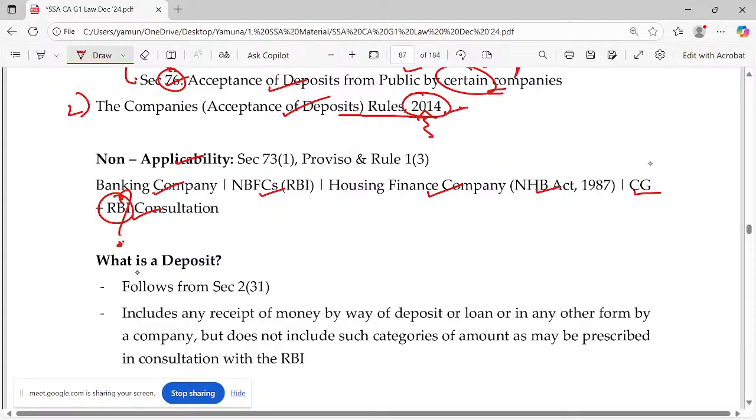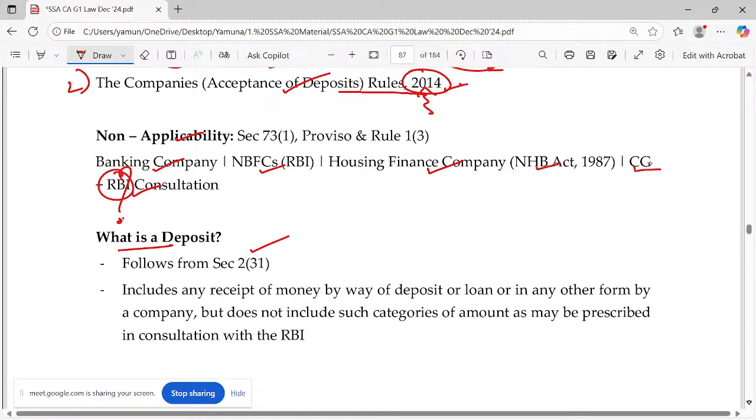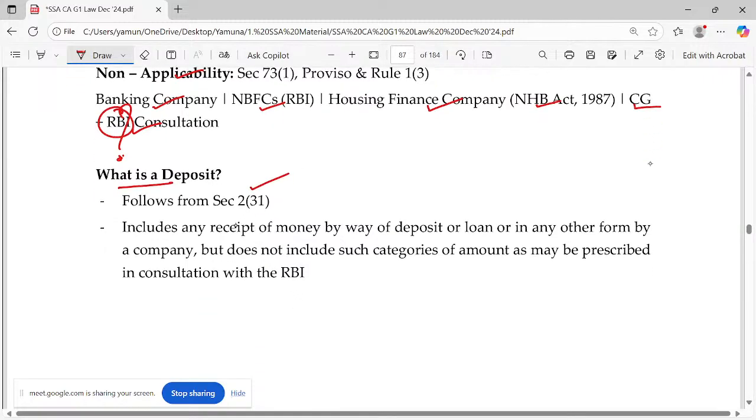Yes, please try to understand what we mean by deposit. It follows from Section 2, Clause 31 of the Companies Act. A very simple colloquial definition is normal deposit. What do you mean by deposit? Any receipt of money, please highlight, any receipt of money by way of deposit or by loan or in any other form by a company, but does not include such categories of amount as might be prescribed in consultation with the RBI. Okay. In such cases they will be declaring what are those categories.